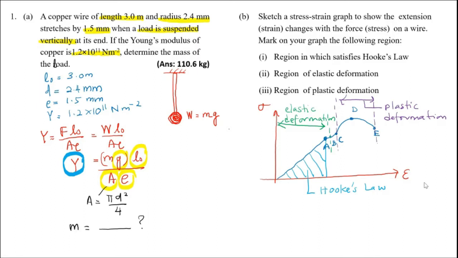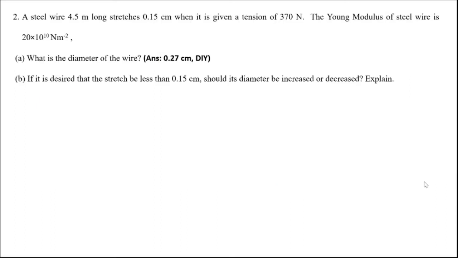Given a steel wire 4.5 meter long, being stretched by 0.15 centimeter when a force of 370 Newton load is applied. Given the Young modulus for the steel wire is 20 times 10 to the power of 10 Newton per meter squared. So what is the diameter of the wire?